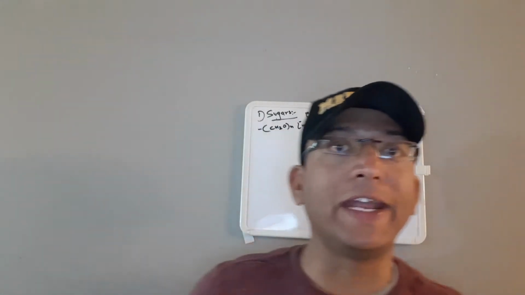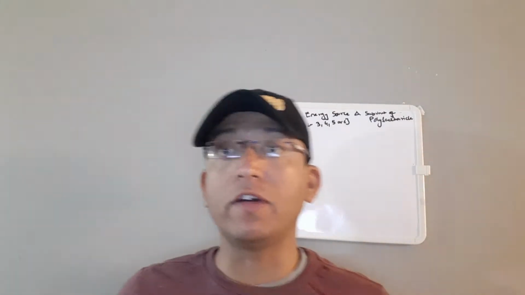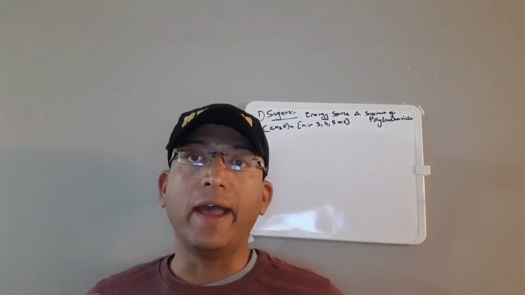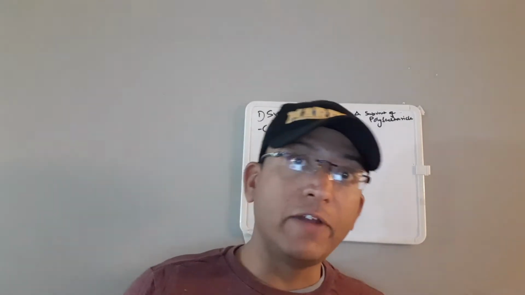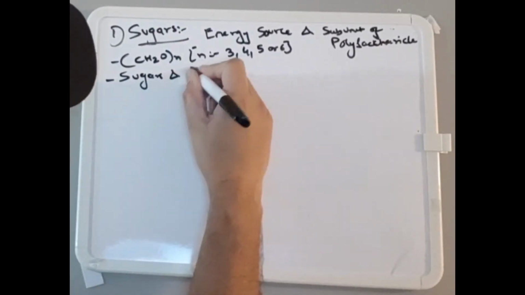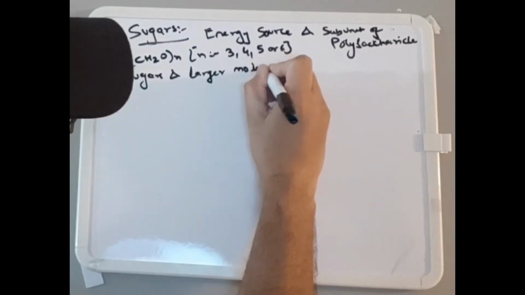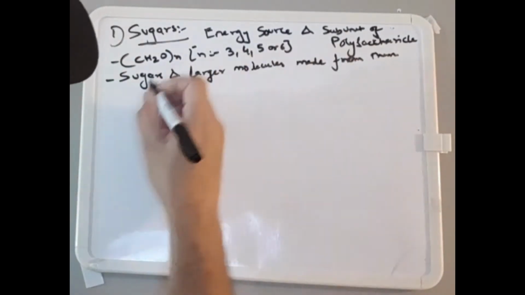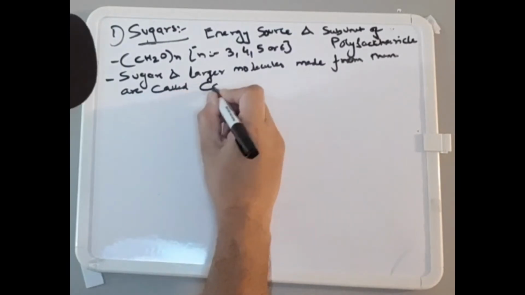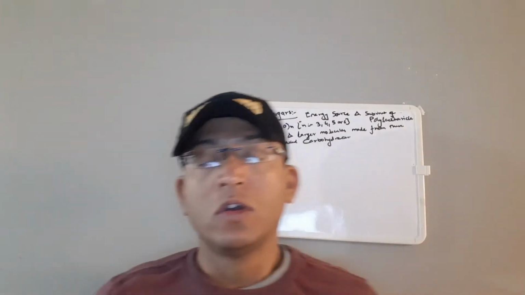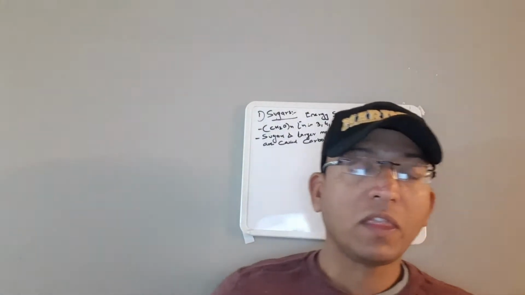So sugars and the larger molecules made from them are also called carbohydrates. So when we hear about carbohydrates in future, when we are studying any system, what are carbohydrates? The sugars and larger molecules made from them are called carbohydrates. So let's see an example of glucose.